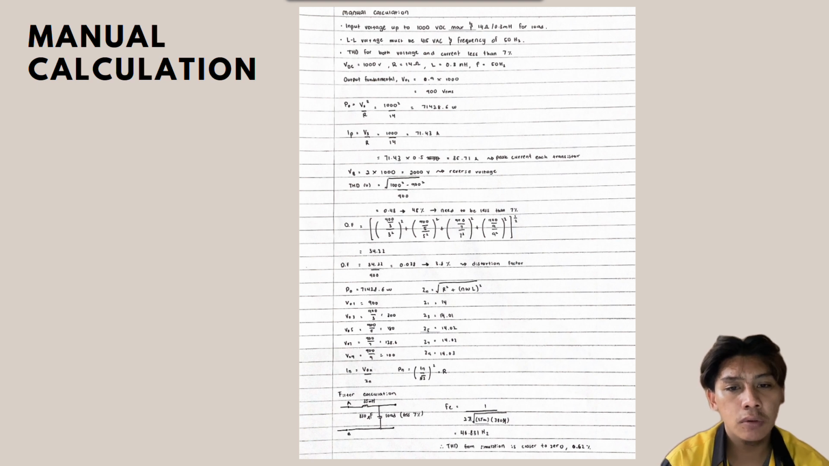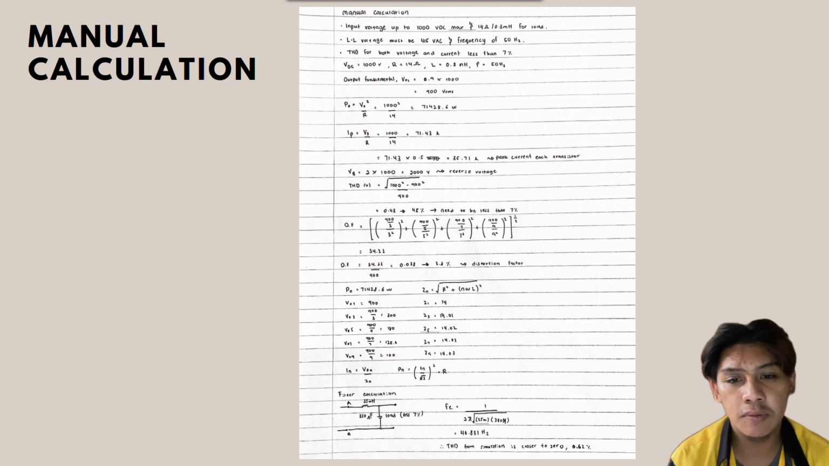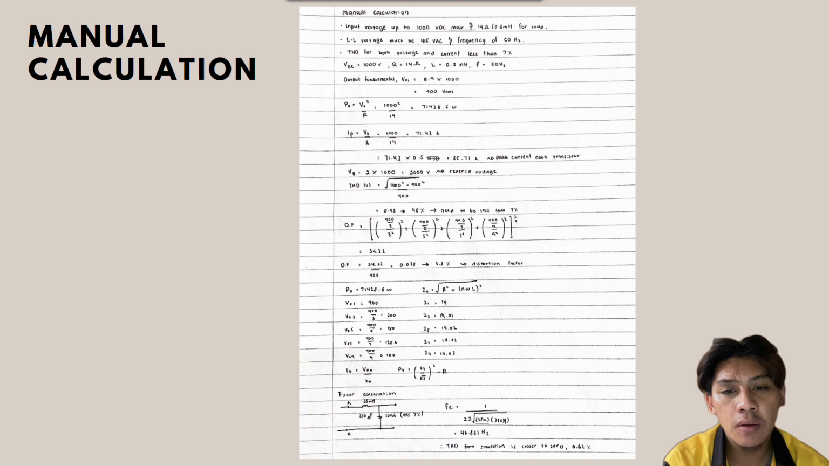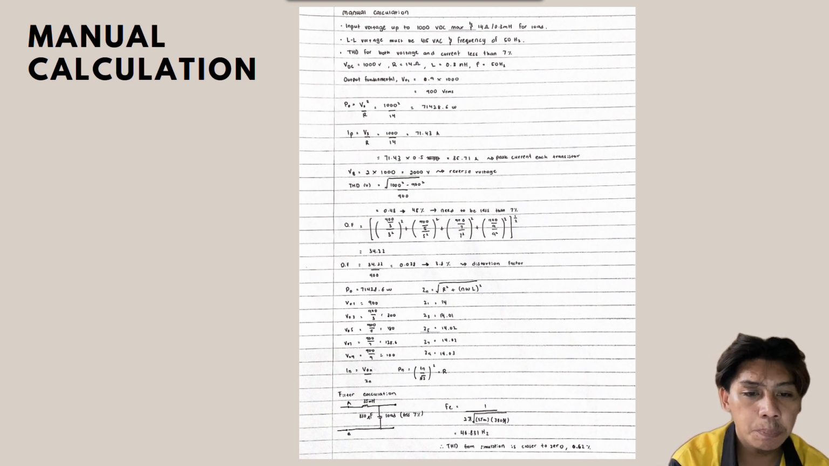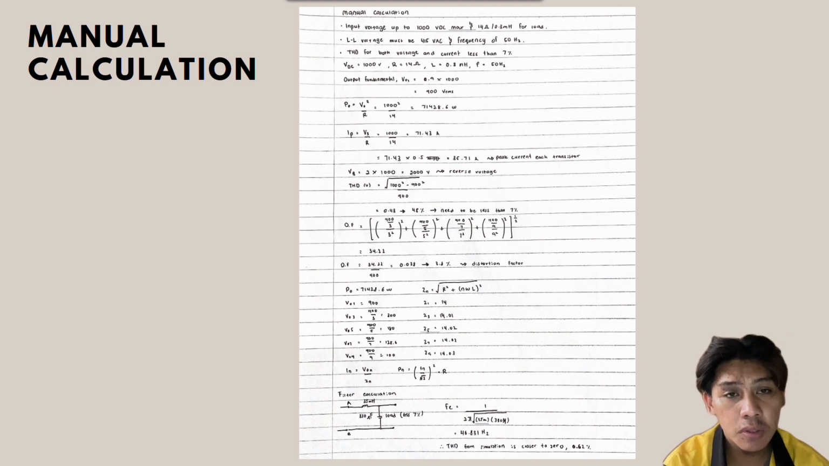Given the line to line voltage needs to be 415 VAC, and the frequency is 50 Hz, and the total harmonic distortion for both voltage and current needs to be less than 7%. And then we first calculate the output fundamental. We get the value of 900 VRMS, and then we calculate the output power, which we get 71,428.6 watt. Then we calculate the peak current for each transistor, which we get the value of 35.71 ampere. And for the reverse voltage, we get the result of 2000 volt.